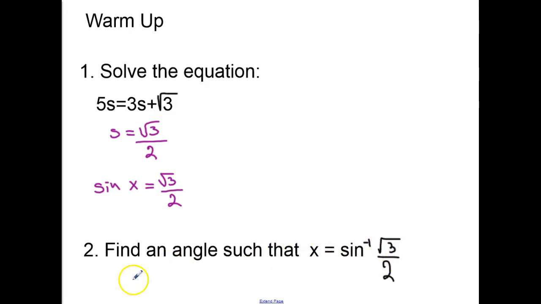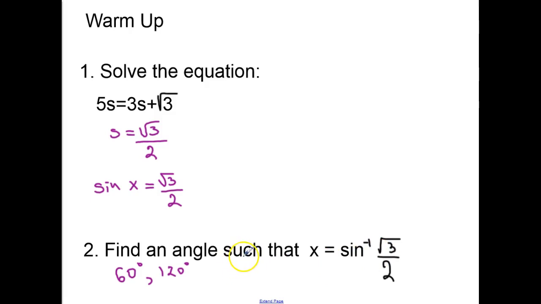If you were thinking in degrees, then I'm sure you were able to find that 60 degrees indeed has that sine value. However, this is not the only angle that has this value. In addition to 60 degrees, 120 degrees also has a sine value of square root of 3 over 2.